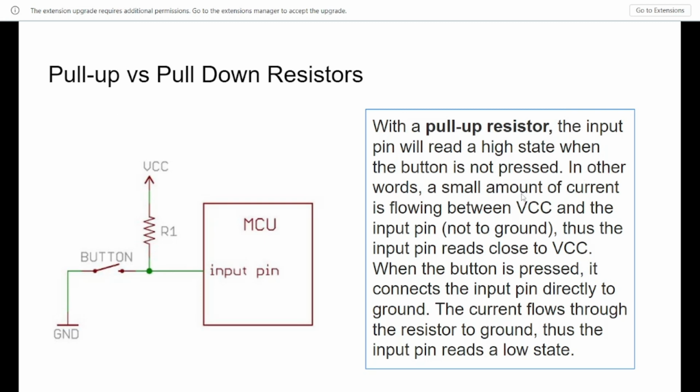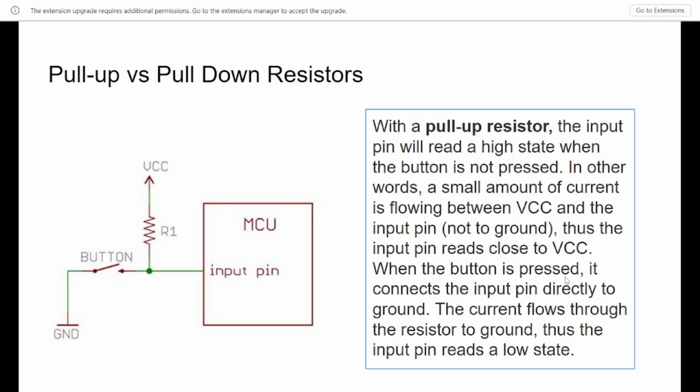In other words, a small amount of current is flowing between VCC and the input pin, not to the ground. Thus, the input pin reads close to VCC. So that's what I said earlier. The current flows directly here. It cannot pass through this.